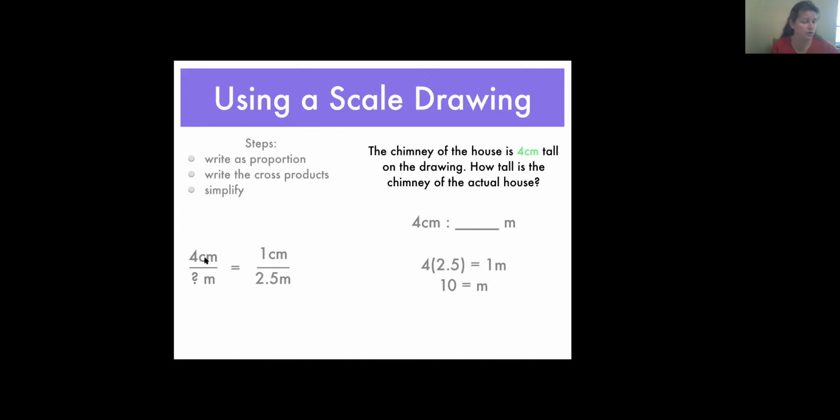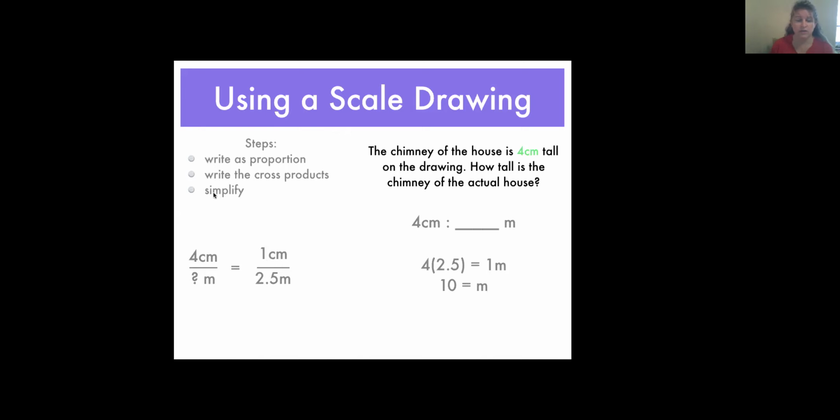If you notice in your book on page 659, there's a little picture off to the side of a chimney, and that has the scale right underneath that picture. The scale is 1 centimeter on the drawing is in reality 2.5 meters. So this is our proportion, and this is our proportion also. We have 4 centimeters tall on the drawing. This is our unknown right down here. How much is that in reality, in meters?